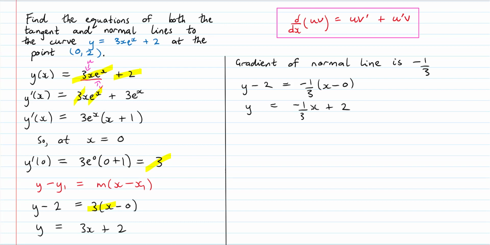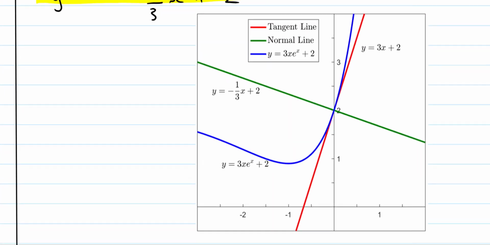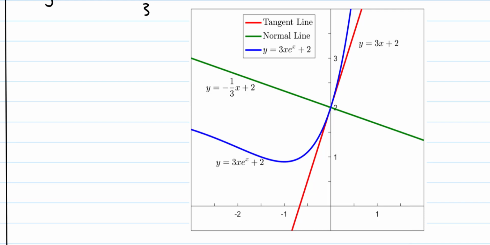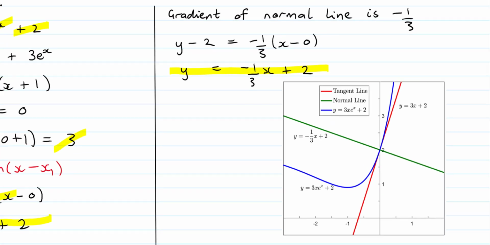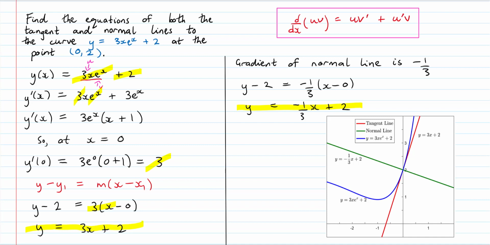So we've got our answer to this question now. We've got our equation of the tangent line and our equation of the normal line. We'll just bring up a graph of the curve and these tangent and normal lines, and we can see what they look like. From the graph we can see our curve in blue, y is equal to 3x times e to the power of x plus 2, and the tangent line to the curve at the point 0, 2 is in red, and the normal line to the curve at the point 0, 2 is in green. And we can notice that the tangent and normal lines are perpendicular to each other. And that finishes off this question.